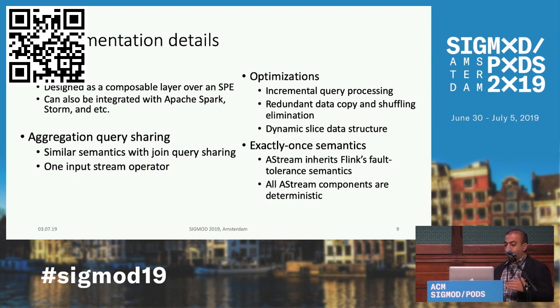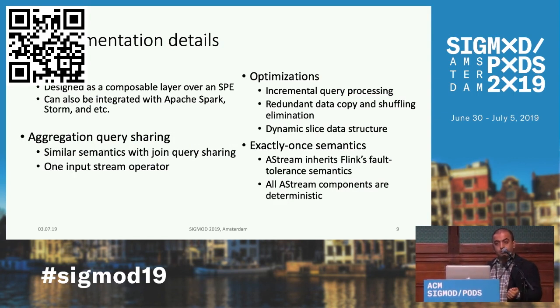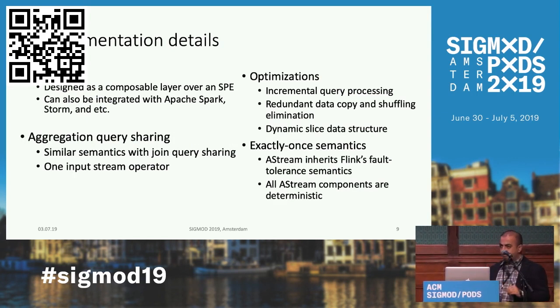Okay, so let's talk a little bit about the implementation details. We design our system to be a composable layer over any stream processing engine. And we discuss in the paper how it's possible to integrate it with Apache Spark and also Apache Storm and Trill. And also our solution supports aggregation query sharing, although the semantics of the aggregation is different from join.